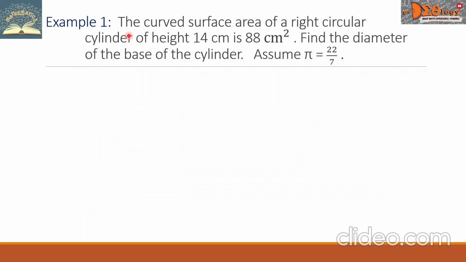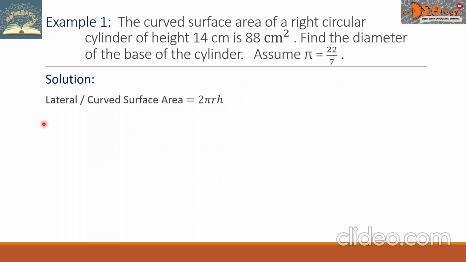Example 1. The curved surface area of a right circular cylinder of height 14 centimeters is 88 square centimeters. Find the diameter of the base of the cylinder. Assume that pi equals 22/7.